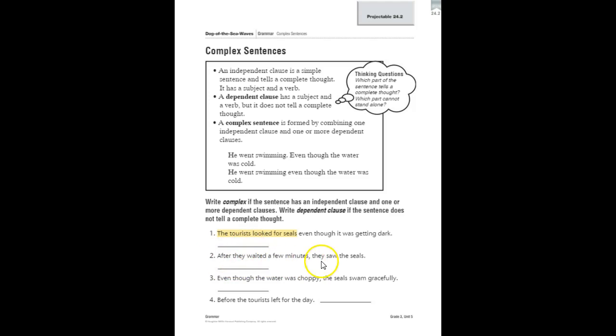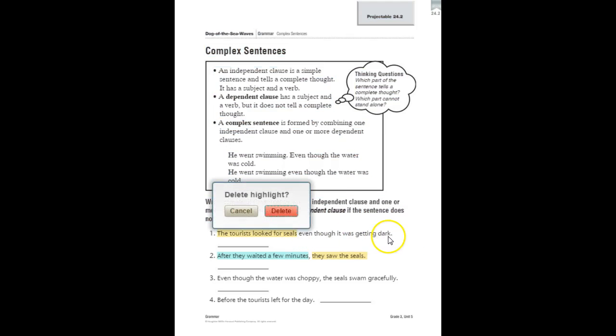After they waited a few minutes, they saw the seals. After they waited a few minutes is our dependent clause. This cannot stand by itself. They saw the seals is the part that is independent. So this is a complex sentence.